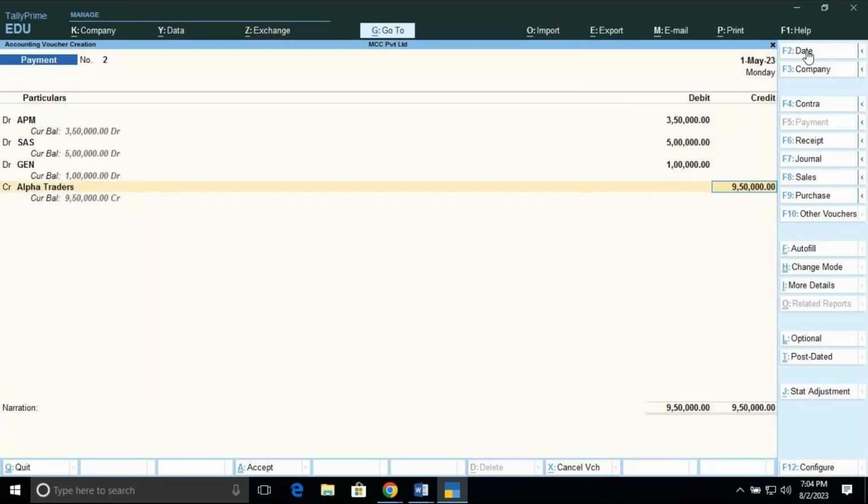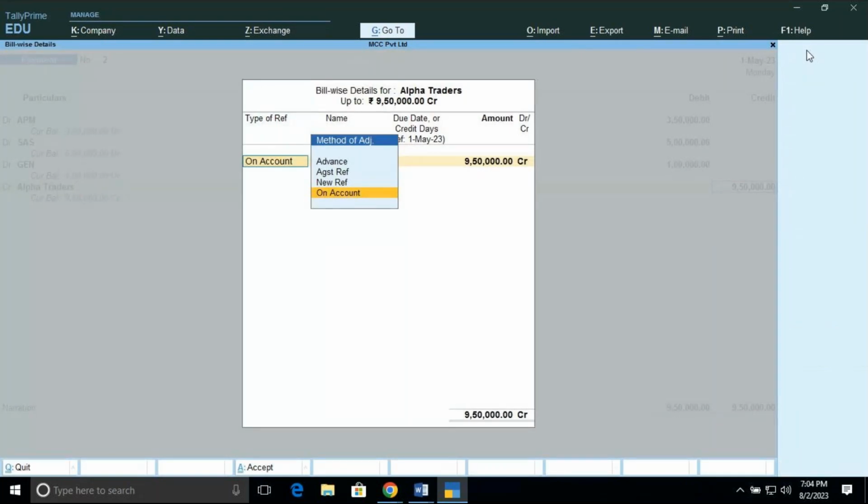Enter. Enter. You have to select new reference. I'll tell you what these references are. So for a fresh transaction, you select new reference. That's what you remember at this point in time. For a fresh transaction, select new reference. That means what? We are creating a due. I'll give the notes for that.